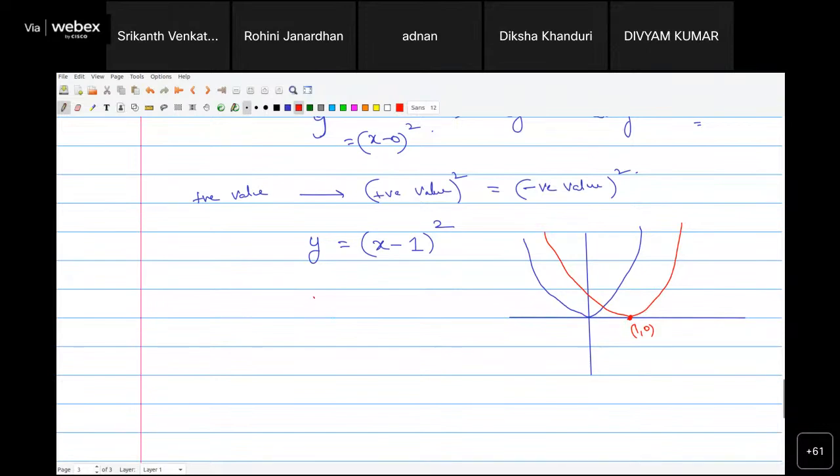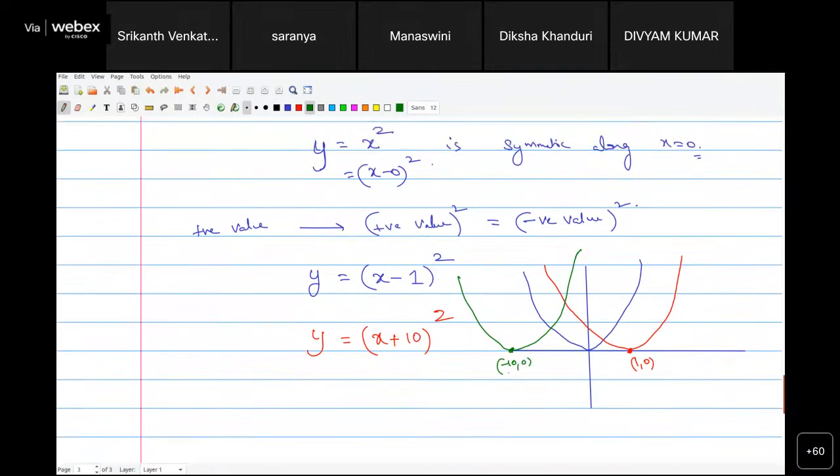So what if I say y equals x plus 10? 10 units towards left. Correct. So this is how it will be. So the vertex point is minus 10 comma 0. Okay.